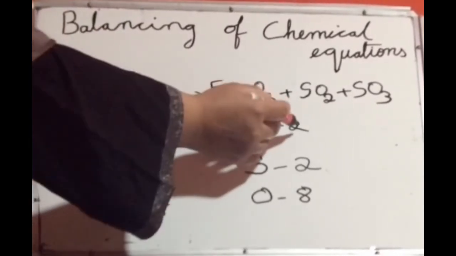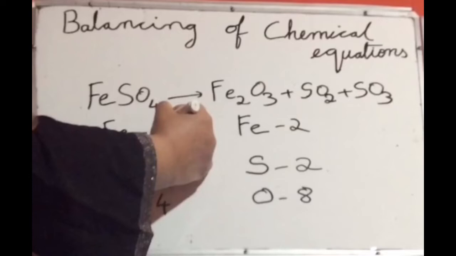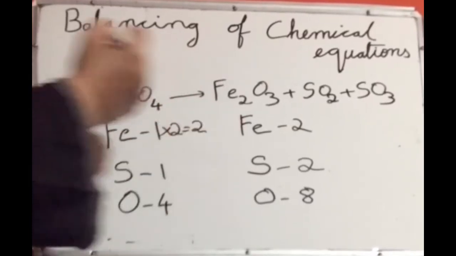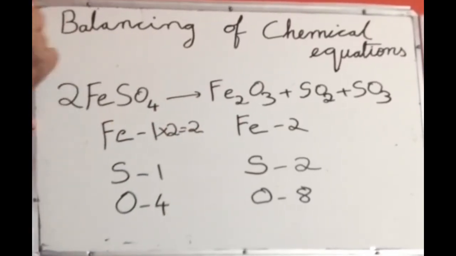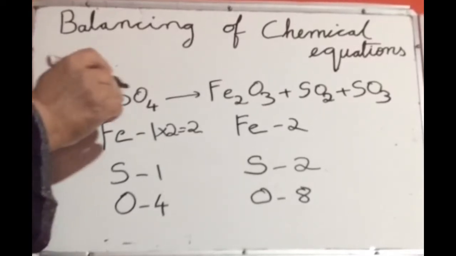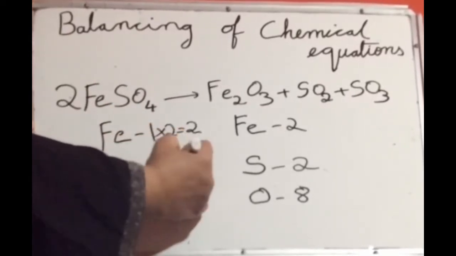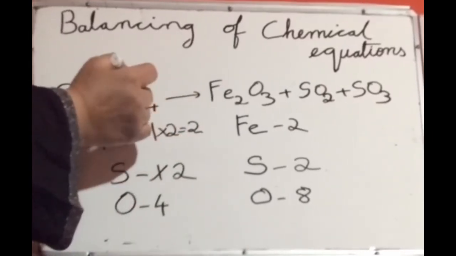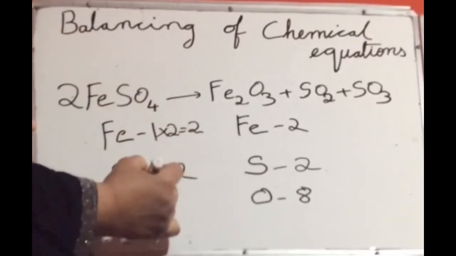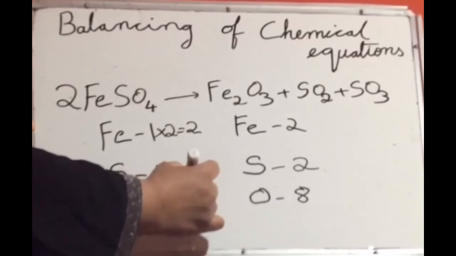Next you have to make it the same on both sides. So iron is how much? 2 here, here 1. So what do I do? I multiply into 2. That is equal to 2. So I put here 2. When I put iron 2 here, you have to see the other atoms also. Sulfur becomes how much? 2. I strike this one, put 2. What about oxygen? Oxygen becomes 4 2s are 8. I strike this 4, it becomes 8.